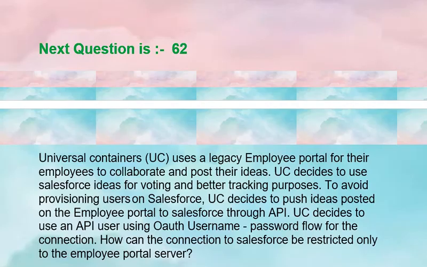Question: Universal Containers (UC) uses a legacy employee portal for their employees to collaborate and push their ideas. UC decides to use Salesforce Ideas for voting and beta tracking purposes. To avoid provisioning users on Salesforce, UC decides to push ideas posted on the employee portal to Salesforce through API. UC decides to use an API user using OAuth username-password flow for the connection. How can the connection to Salesforce be restricted only to the employee portal server?